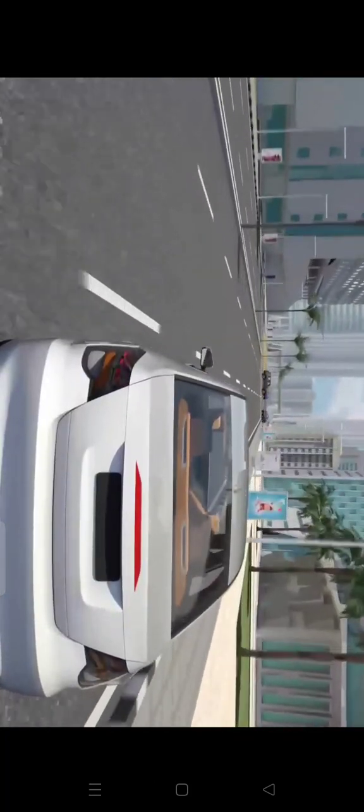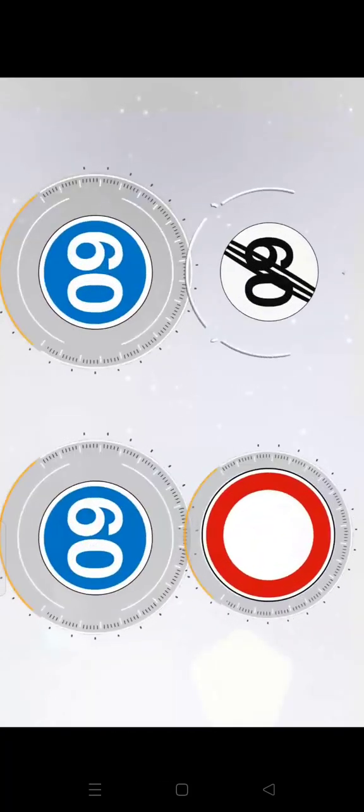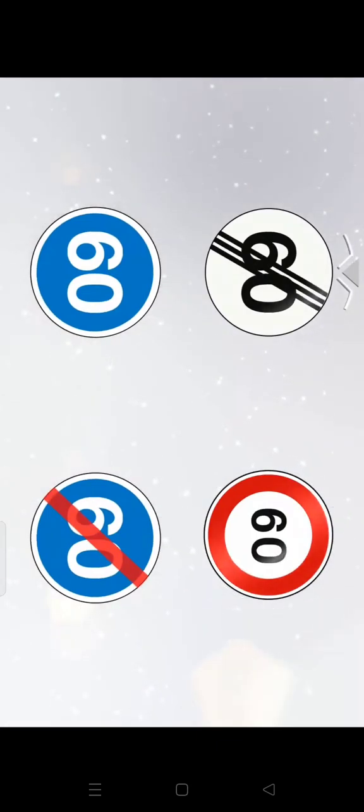Speed limit rules. Speed traffic signs and signals. Maximum speed limit sign.